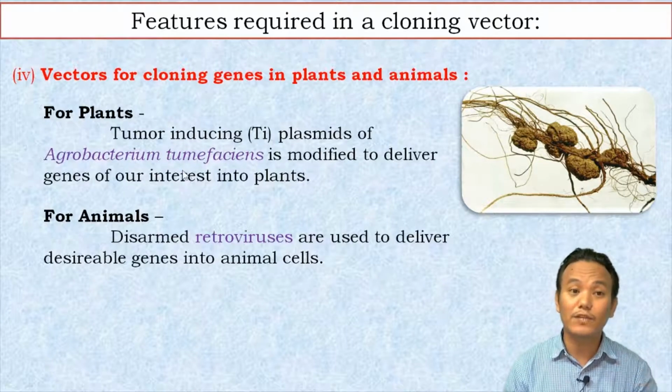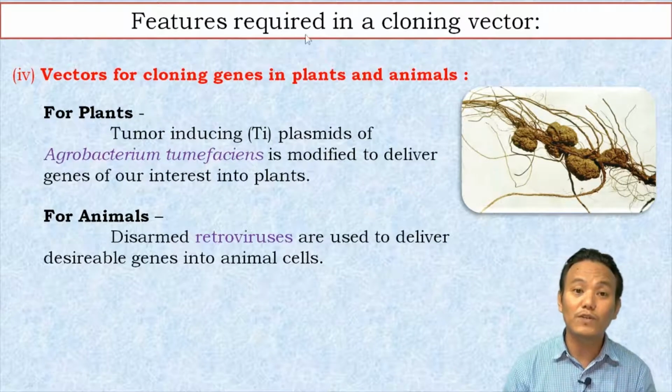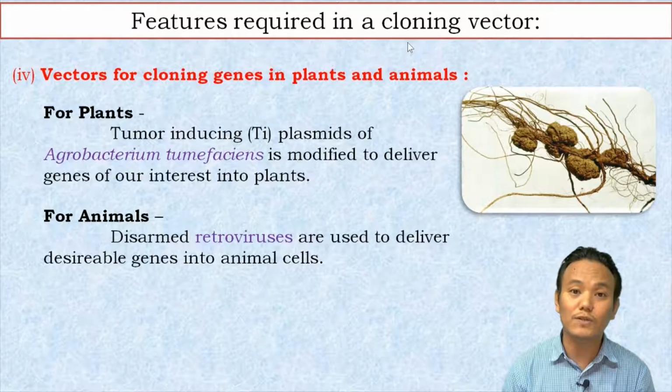With that, we have finished discussion about important features required in a cloning vector. So there are 4 different features. So you have to remember them.